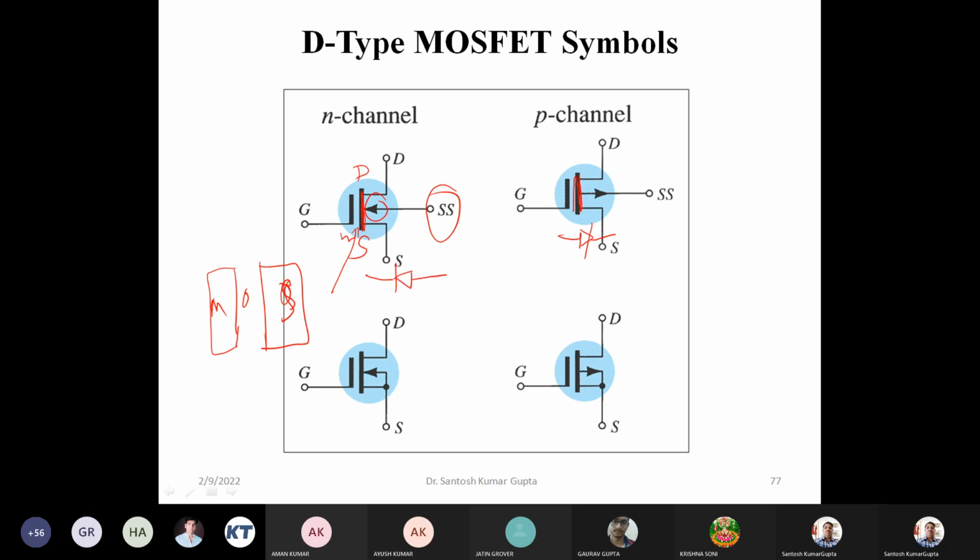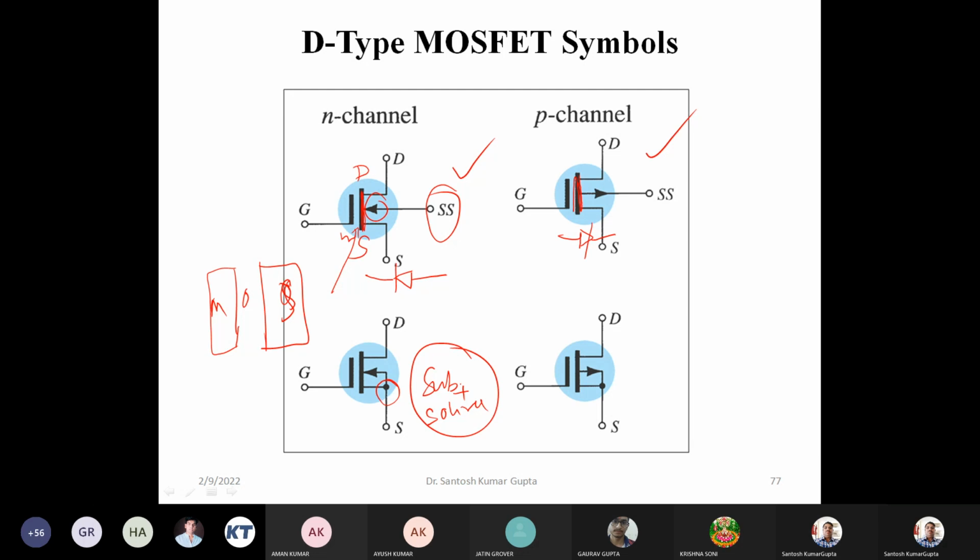So for that reason, it is shown over here. This top diagram, both N channel and P channel, shows the nominal, standard symbol. Below, it shows that the substrate and source are both connected together.